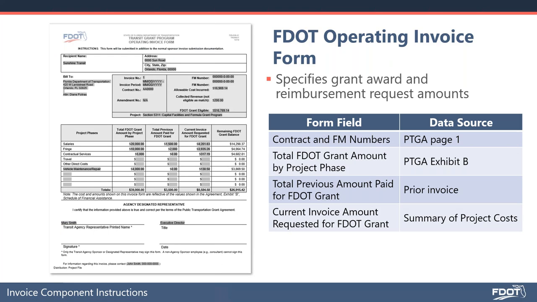So let's go over the operating invoice form. The operating invoice form at the top has your very general information. It's very important that this information matches what is on your PTGA. So if you're, let's say, operating out of three different locations, you would use the address which is the main office that manages the grant files, and ideally, that's the same address that's on your PTGA.